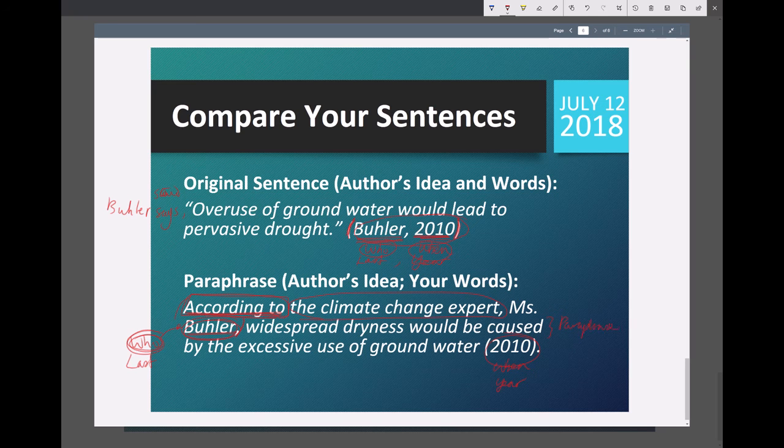And remember, the big difference between the paraphrase and the quote is the quotation marks. When you see quotation marks, that's a quote. And that's the author's words and the author's idea. When you paraphrase, it is the author's idea, but your words. Both of these, notice, is the author's idea. They're not your idea, which means you need to cite it. So this is your citation.